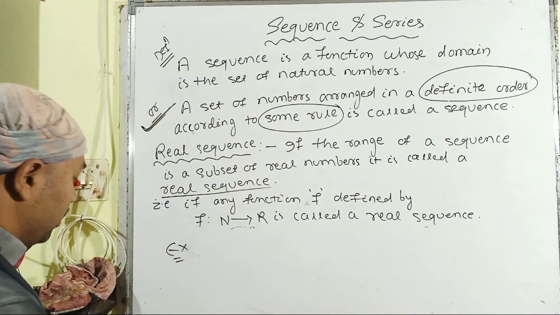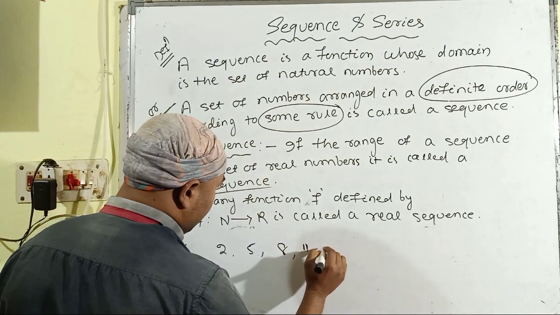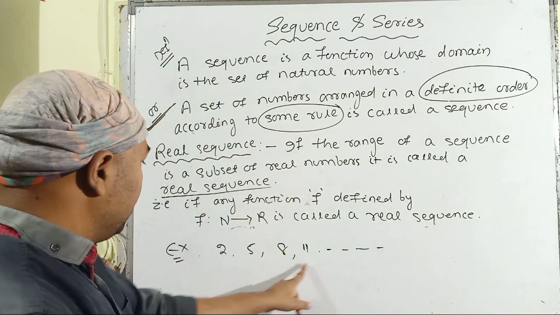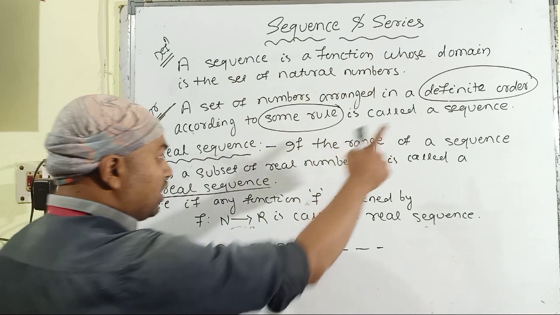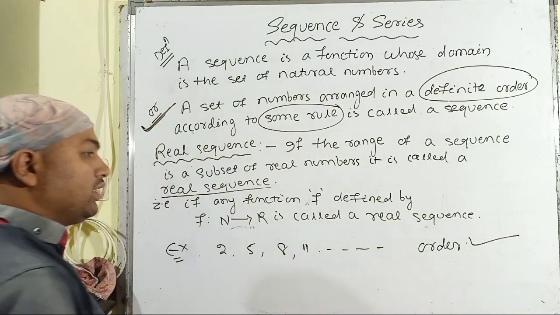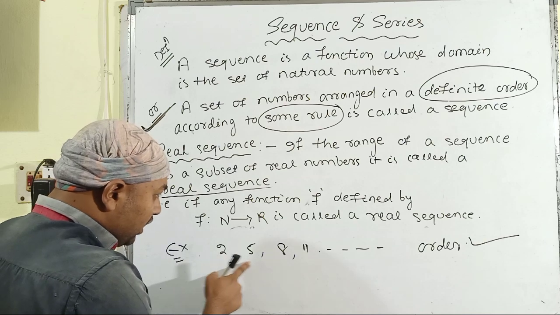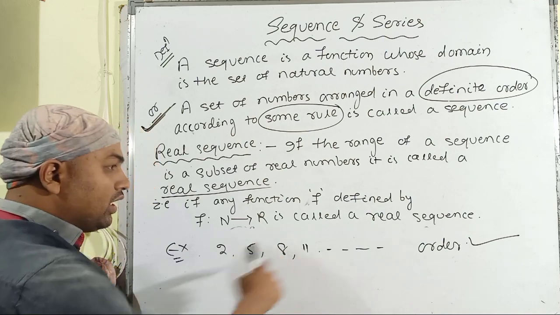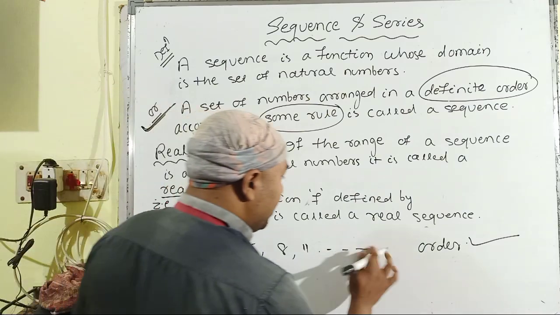Example. Suppose I have taken 2, 5, 8, 11, and so on. Here you can see whether this set of numbers satisfies both of the conditions or not. We have to check it. First of all, moving towards the order part, definite order. It satisfies the condition of definite order because you can see that this is in increasing order: 2, then 5, then 8, then 11. So it satisfies the first condition, that means definite order.